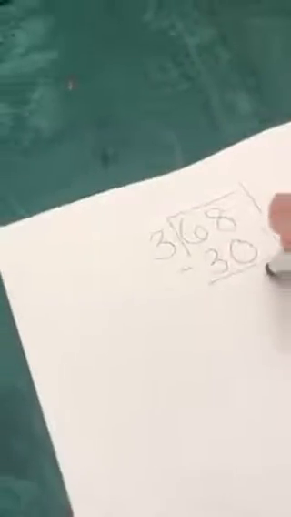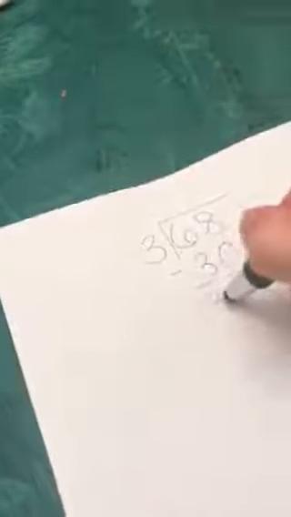So 8 minus 0 is 8, 6 minus 3 is 3, okay? All right, so I need to think about what can I multiply by 3 where my product is going to get me as close to 38 as I can. Well, I can do 3 times 5 to get me 15 and just keep subtracting 15. But if I look here again, I could do 3 times 10 again to get me 30, and now I'm going to subtract by 30 one more time.